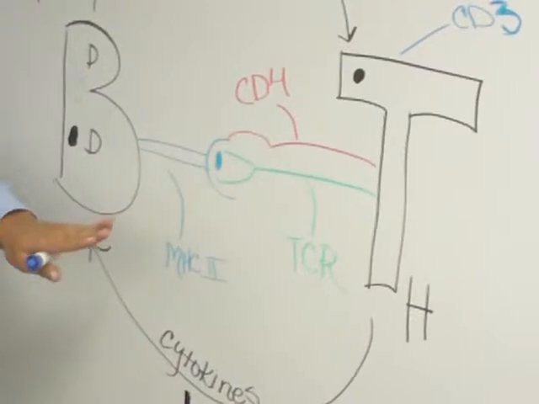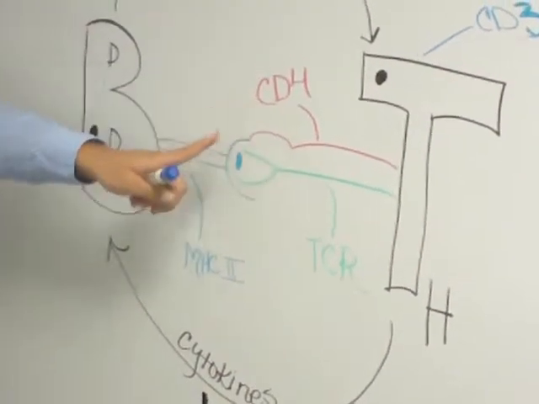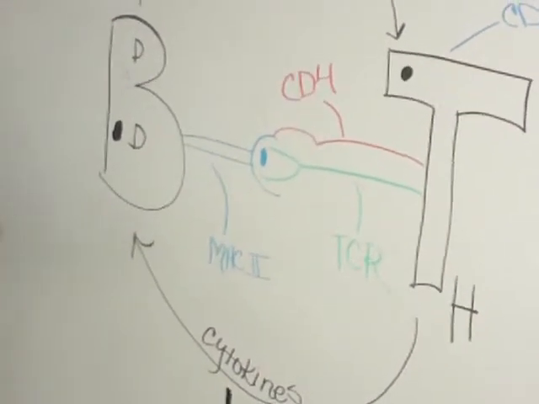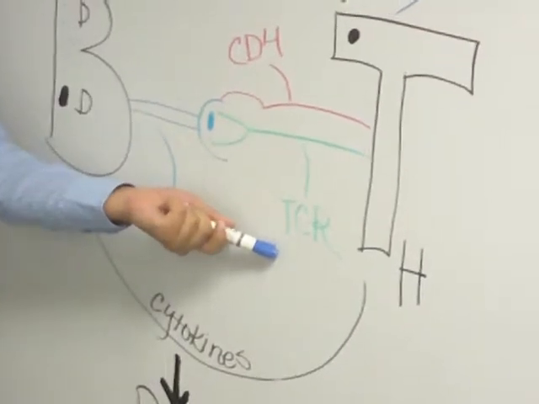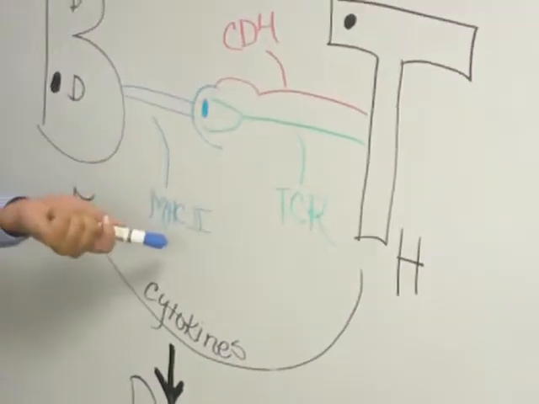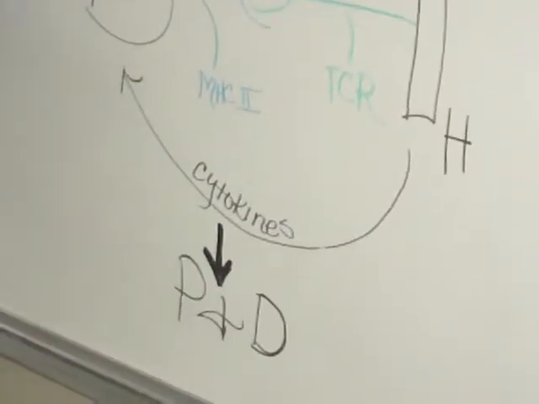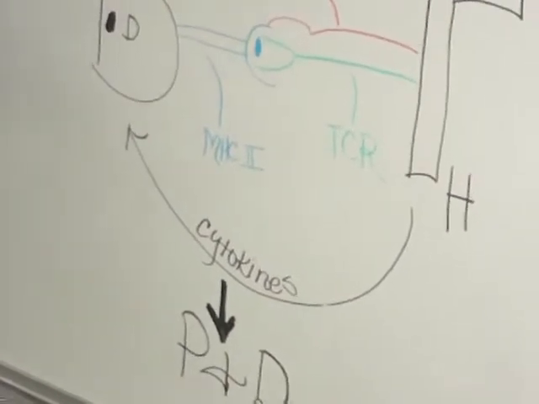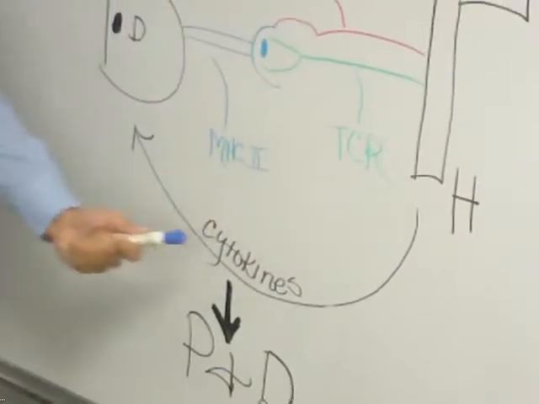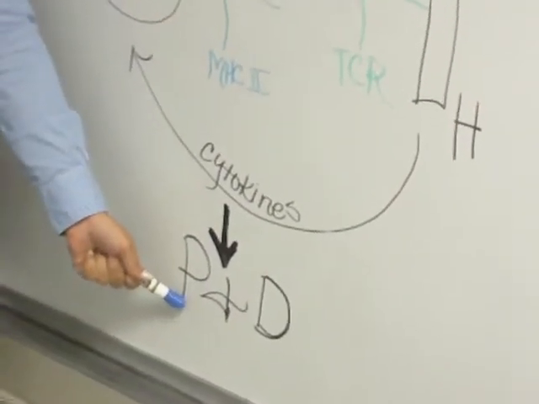Your helper T cell has a glycoprotein called CD4, and that CD4 is also going to connect or communicate with the MHC2, as well as your TCR, which is your T cell receptor. Your T cell receptor is what needs to match with your MHC2. When you have a good match, your cell is actually activated. When activation occurs, cytokines are released. You have the release of cytokines, and then you get proliferation and differentiation.